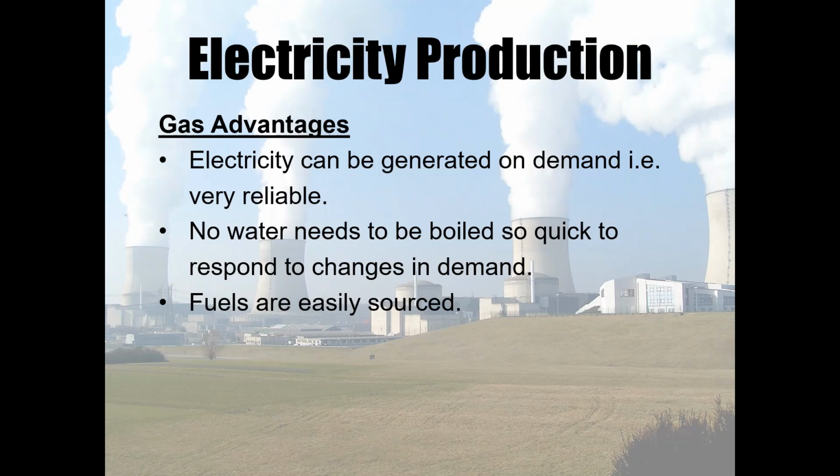So if at half time during the World Cup final, everyone goes and puts the kettle on, there's a massive spike in demand, and the gas-fired power station can just start pumping more gas into the combustion chamber, which then ramps up the amount of electricity that's being generated. We're not boiling water, and so we don't need to wait for that water to be heated like we do with the coal-fired power station. So, like I say, much quicker to respond to changes in demand, which is definitely an advantage. Again, in the same way as coal, gas is very easily sourced at the moment.